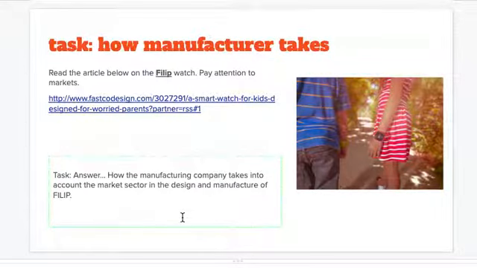Have a read, pay attention to how they're using it. Are they talking about behaviors? Are they talking about lifestyle? Are they talking about values? What are those things that they're talking about in the article to design the product?